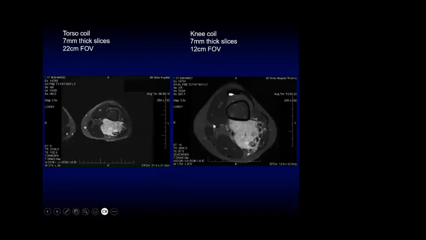And the same situation here we have with this patient with the soft tissue tumor. Here the image on the left using a body coil, image on the right using a surface coil. There is optimization of the image quality and the resolution.